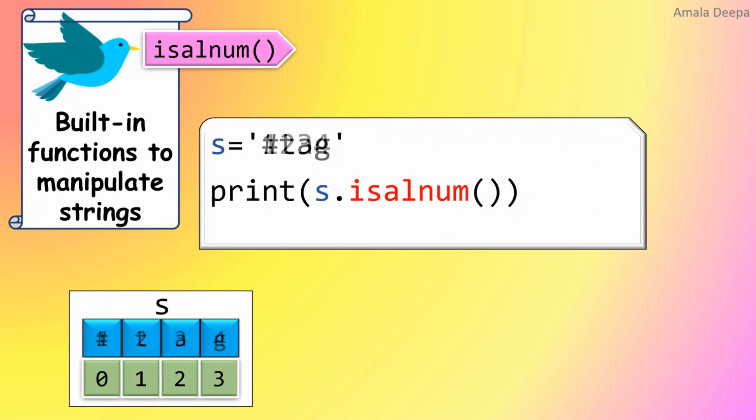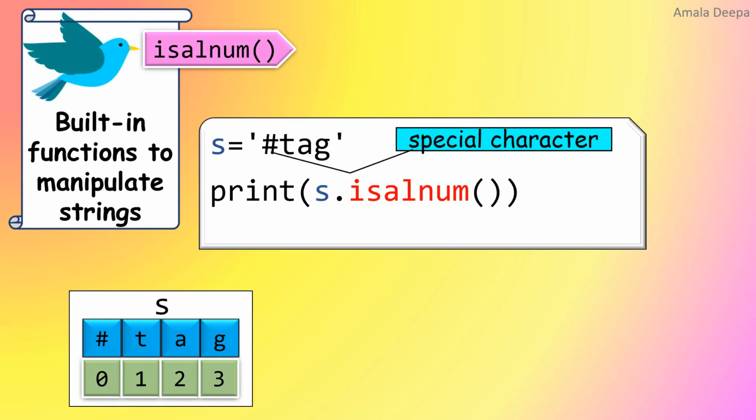Okay, look at this one. S is equal to hashtag. Here hash is a special character. What will be the output of S dot isalnum? It is false. Because special character is not a letter or digit.